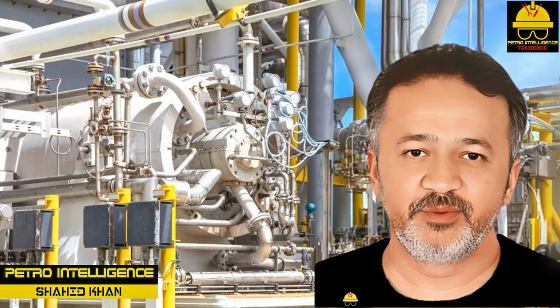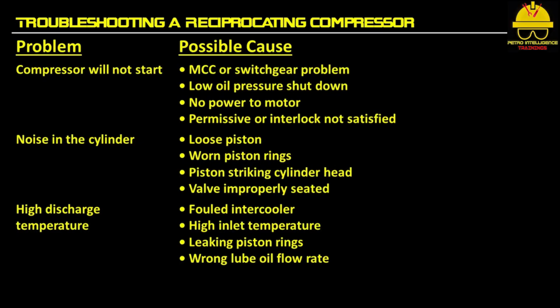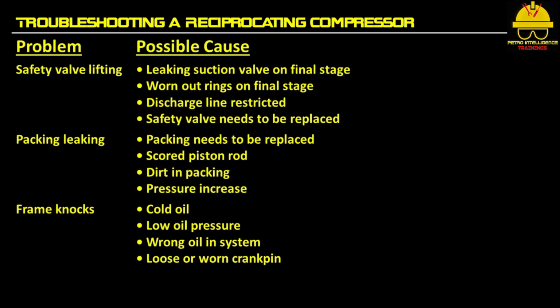Troubleshooting a reciprocating compressor. Compressor will not start if there is a MCC or switchgear problem, low oil pressure shutdown, there is no power to motor, or permissives or interlock not satisfied. If there is a noise in the cylinder, there might be loose piston, worn piston rings, piston striking cylinder head, or valve improperly seated. If there is high discharge temperature, there might be fouled intercooler, high inlet temperature, leaking piston rings, or wrong lube oil flow rate.